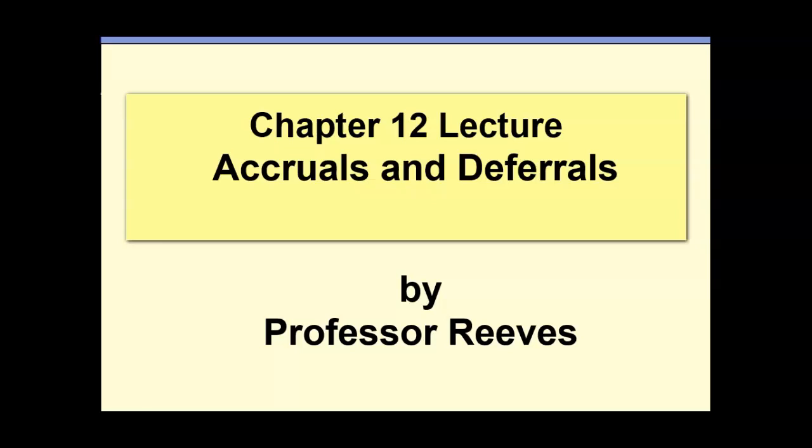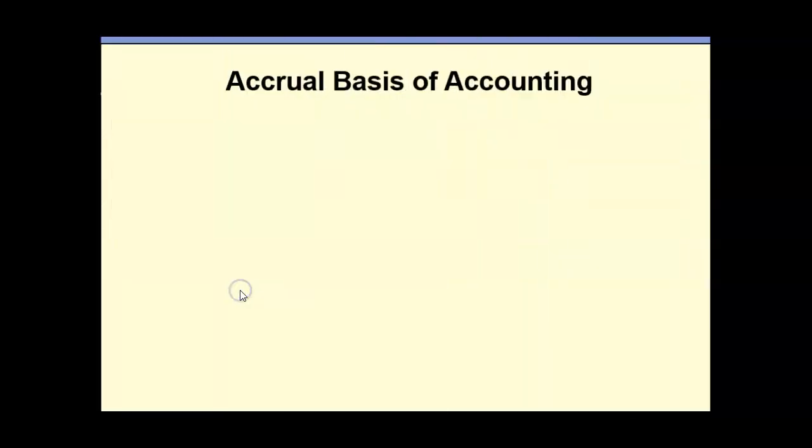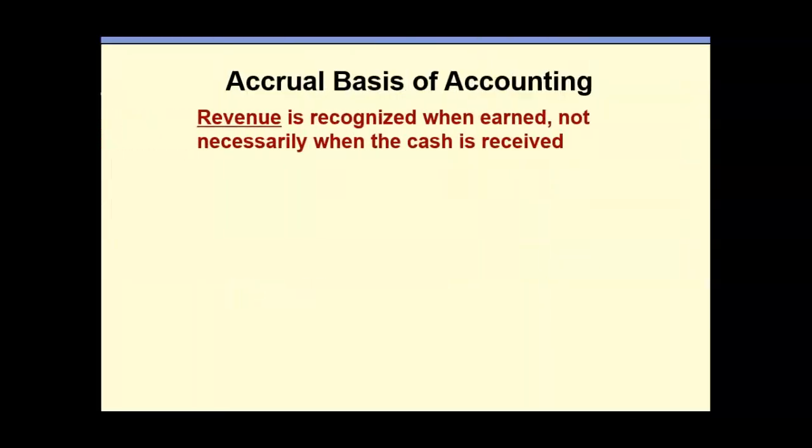Chapter 12 covers a concept known as accruals and deferrals. In Chapter 12, we're going to focus on what is known as the accrual basis of accounting. The focus is on when you recognize your revenue transactions and when to record your expense transactions. Under the accrual basis, you recognize revenue when the revenue has been earned, not based upon when cash is received.